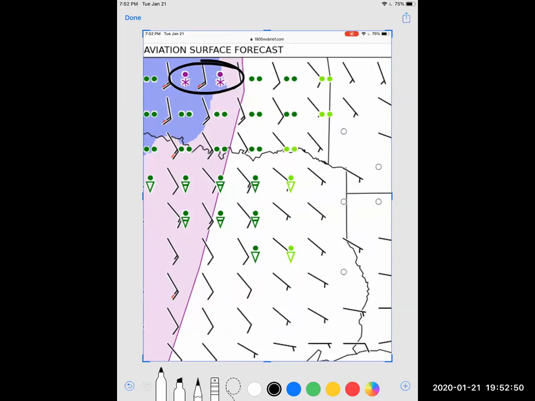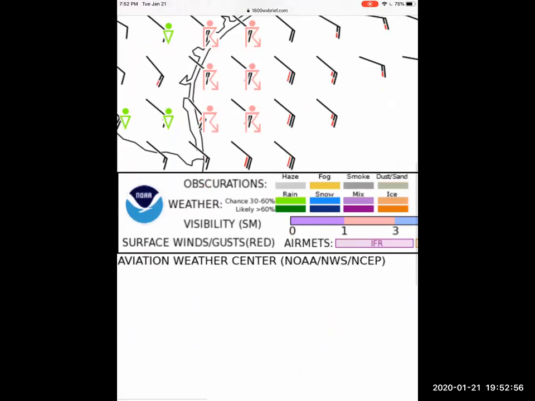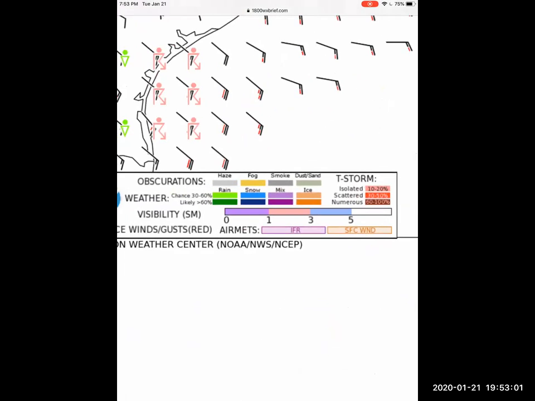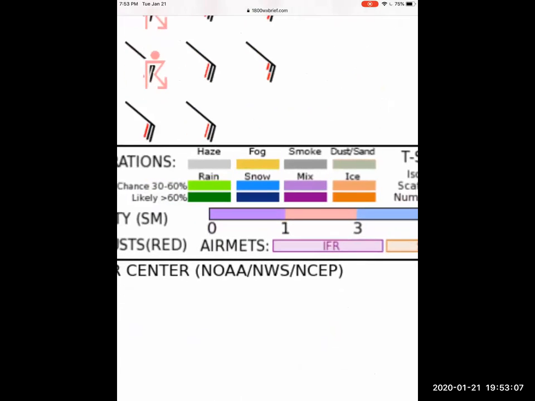Lastly, the blue shaded area represents a reduction in visibility, in this case down to marginal conditions. How do we know that? Well, you can see that there. In the visibility, the blue shaded area represents a visibility between 3 to 5 miles. And again, the purple represents a likely chance for a mix of snow and ice.